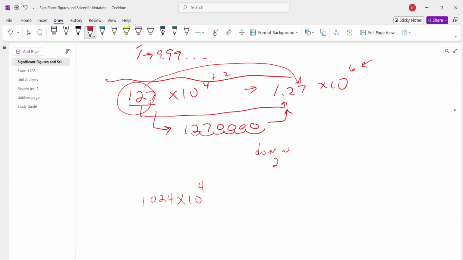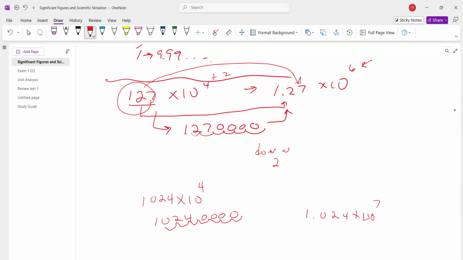The easiest way, there's 2 ways to do this problem. One way is just write that number out. Now convert it to scientific notation. Okay, decimal points here, we're going to go 1, 2, 3, 4, 5, 6, 7. So it's 1024 times 10 to the 7th. That is the clearest way for students.